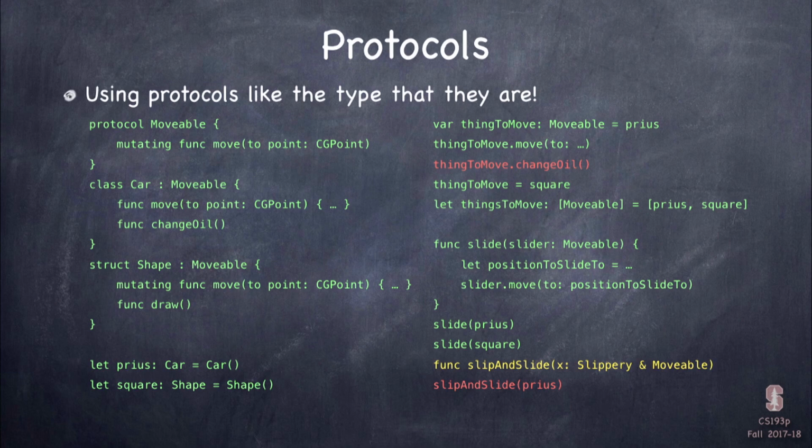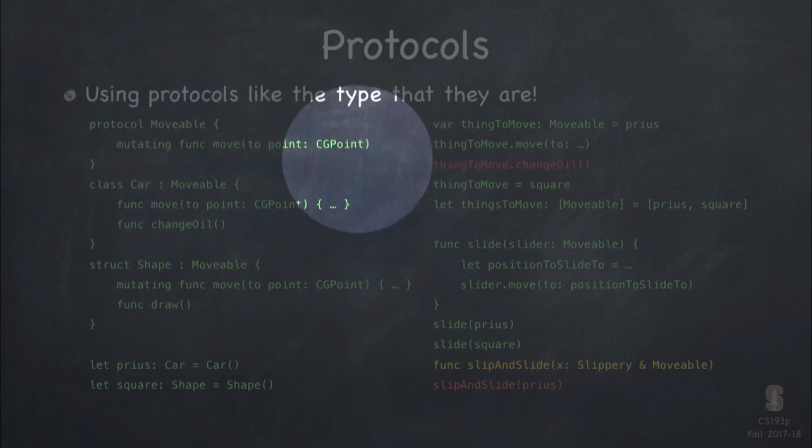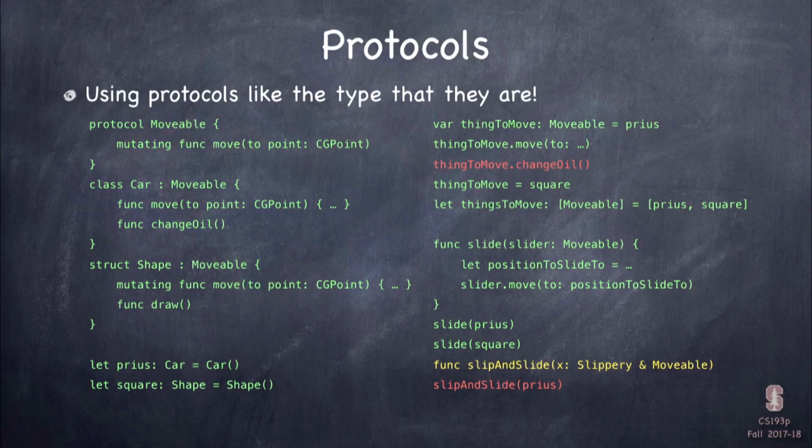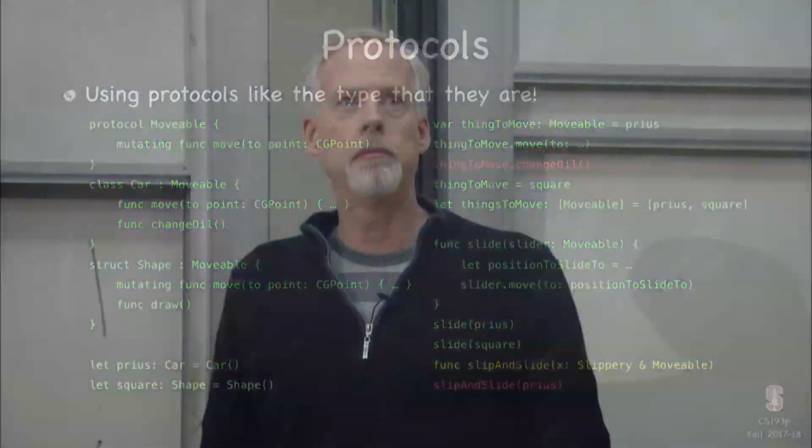Question? In car, the implementation of move doesn't have the mutating attached to it. Are you allowed to just drop that whenever relevant? Great question. He's saying up here, look, in car, move to, no mutating. See down here in shape, we've got mutating. Up here, we've got no mutating. That's because car is a class. Classes are reference types. They don't need mutating. So it's perfectly fine. Any other questions about this?